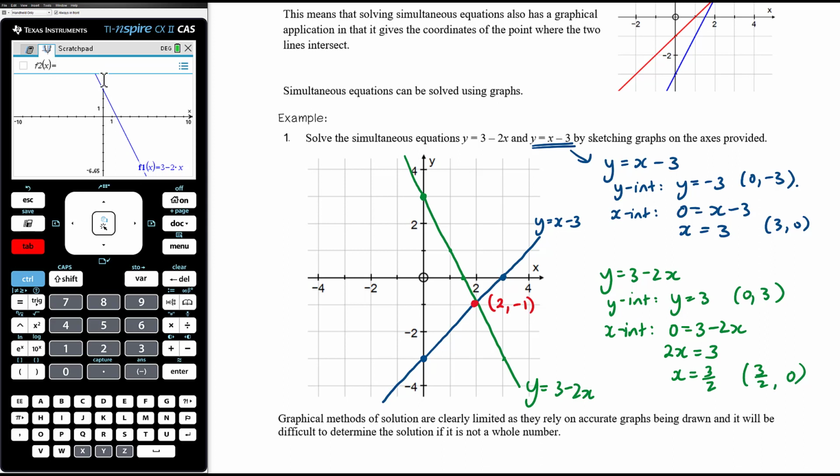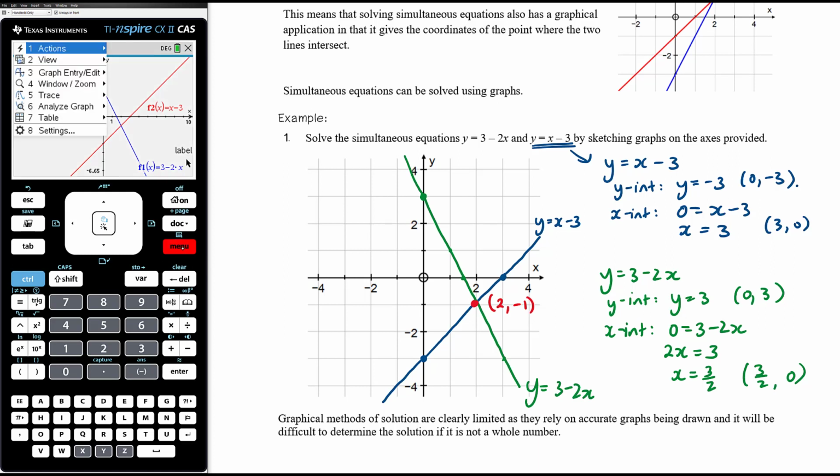So again, I don't delete f2 of x, I just make it equal to x minus 3. And there's my second graph. Okay, so we've got the two graphs, and once you've got the two graphs, your CAS can find the point of intersection by doing menu, 6 for analyze graph, and 4 for intersection.